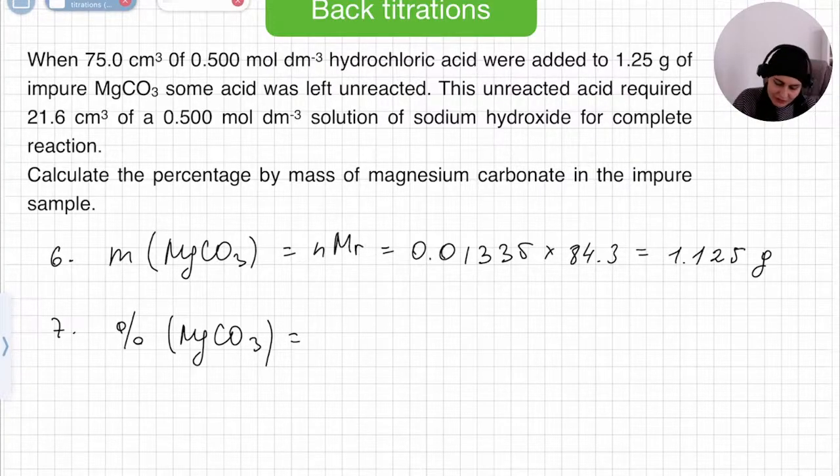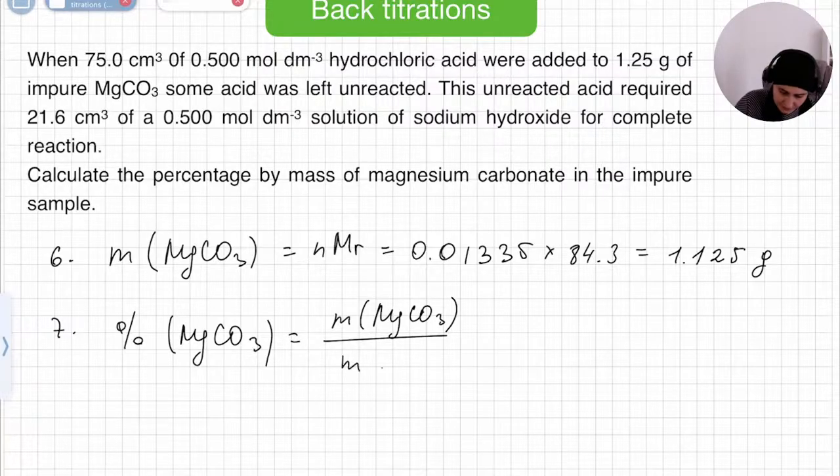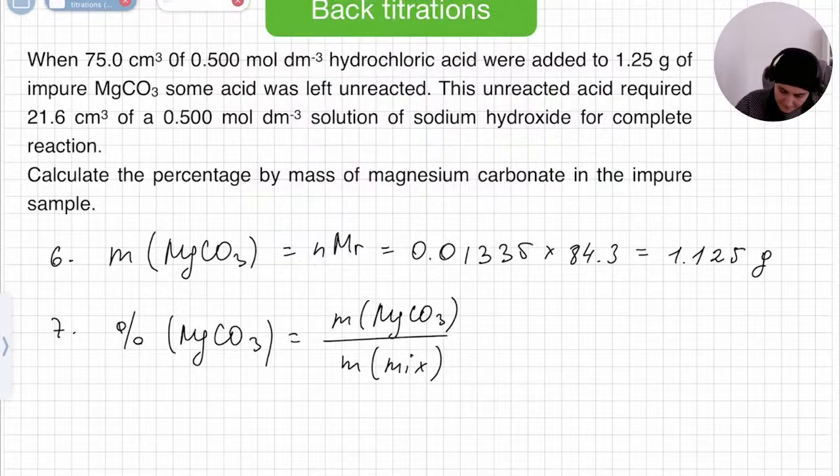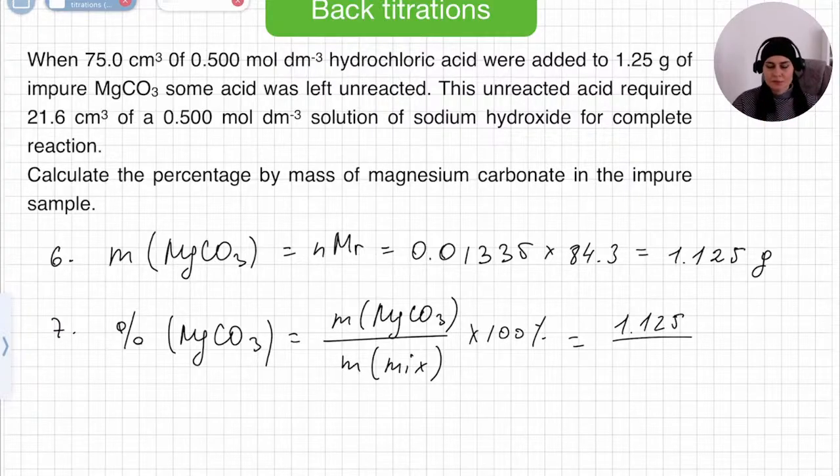Right, so we know it's the mass of magnesium carbonate divided by the mass of the mixture, times 100%, because we need a percentage. So it's 1.125, that's pure magnesium carbonate, and the impurities. We said the impurities we assumed did not react with HCl, and MgCl2 did not react.